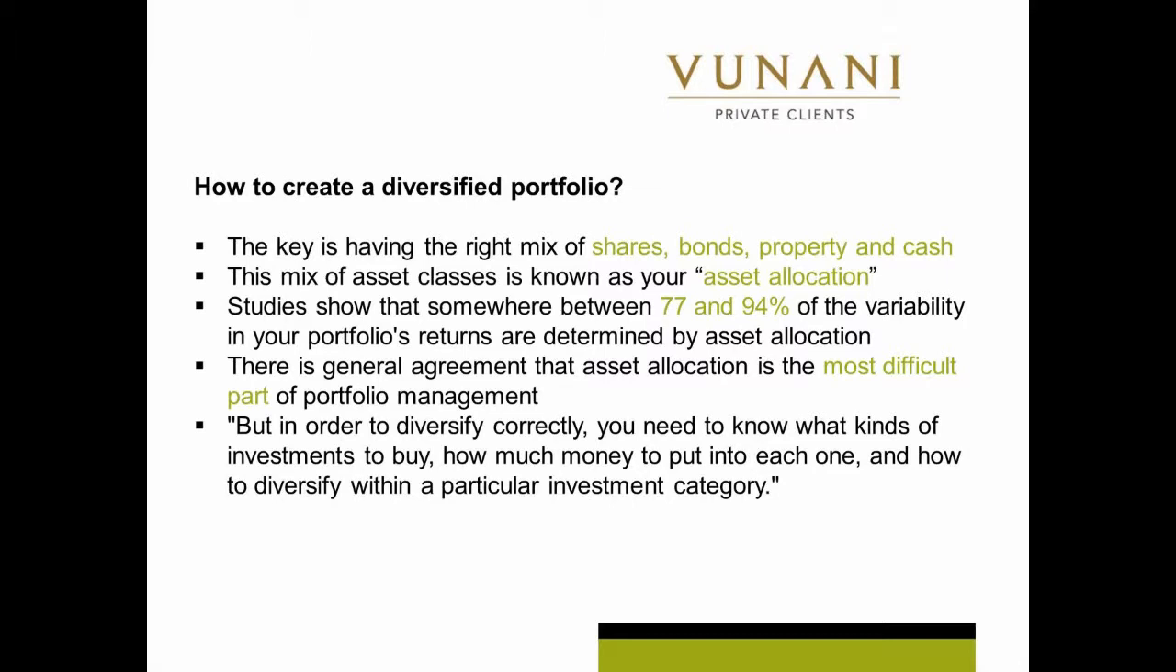So what is diversification? Clearly, when you create a portfolio, you want to put together the right mix of shares, those are shares that list on the JSE, bonds, property, and cash. Those are typically the main building blocks of your diversified portfolio. This is called your asset allocation. And really a lot of the variability and performance in your portfolio comes directly from this asset allocation. There's a general rule of thumb which says that choosing the asset allocation is the most difficult part of putting together a portfolio, and that the stock picking is actually the easy bit.